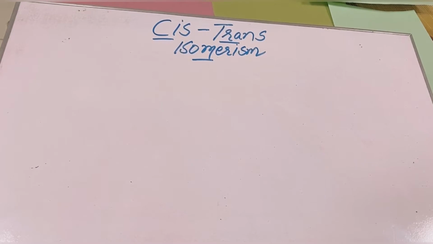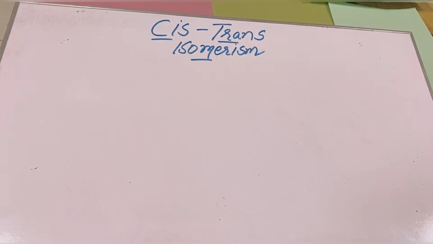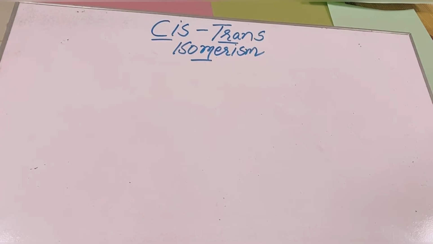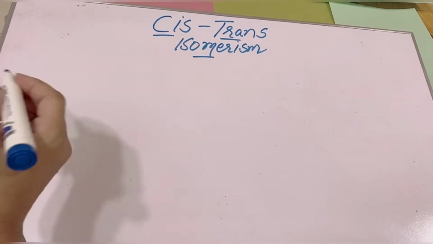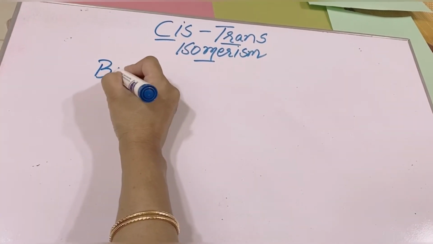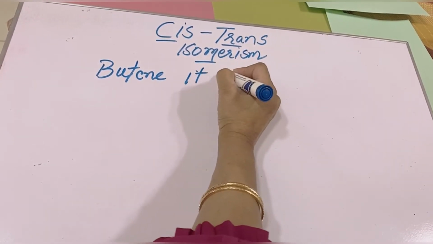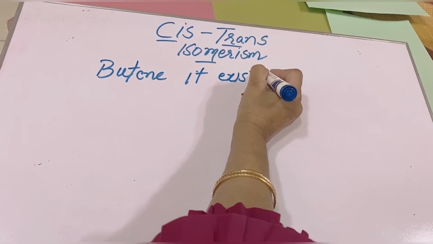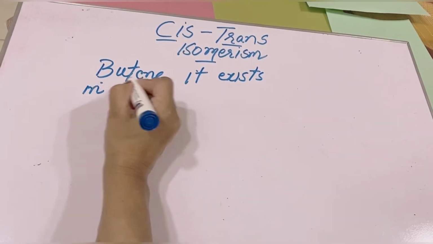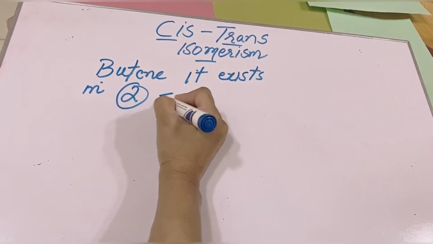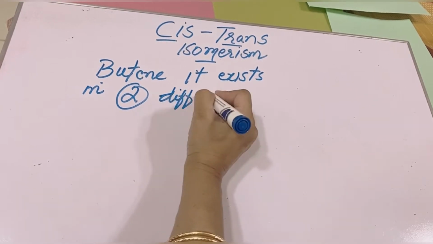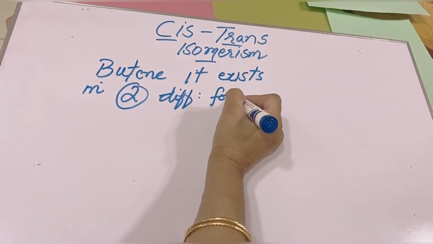So the 2-butene exhibits another very essential type of isomers, that is, butene exists in 2 different forms.